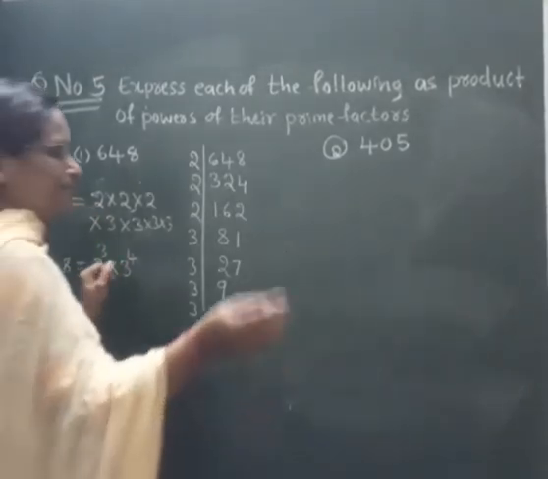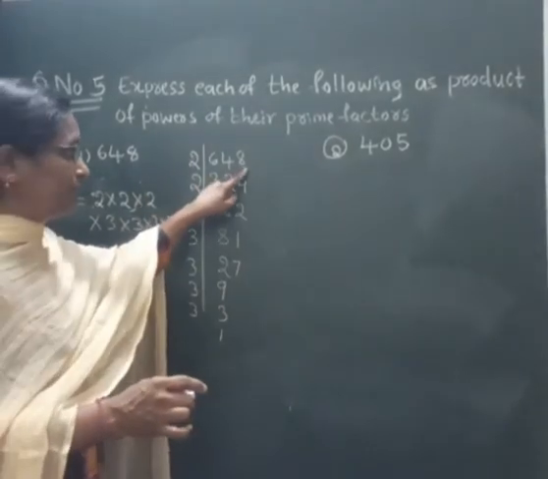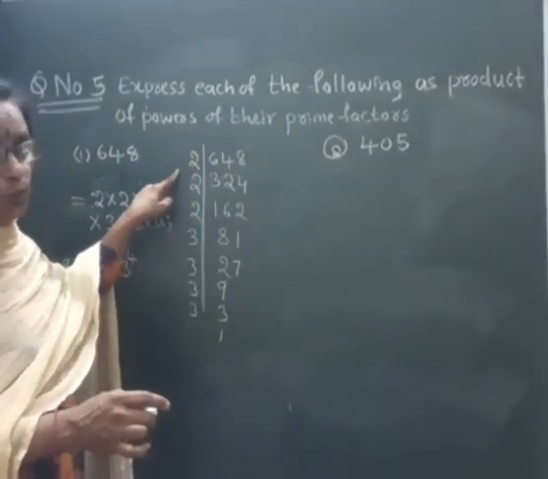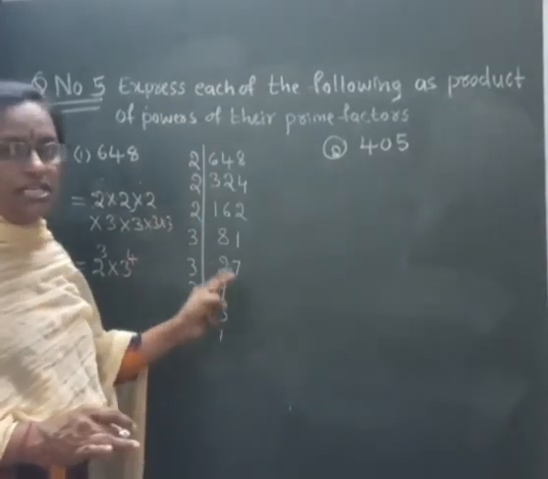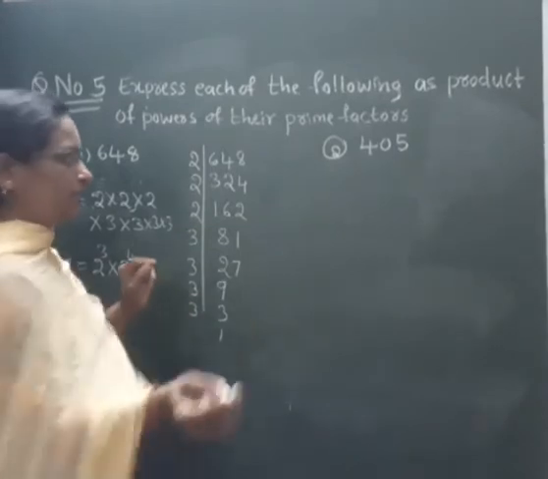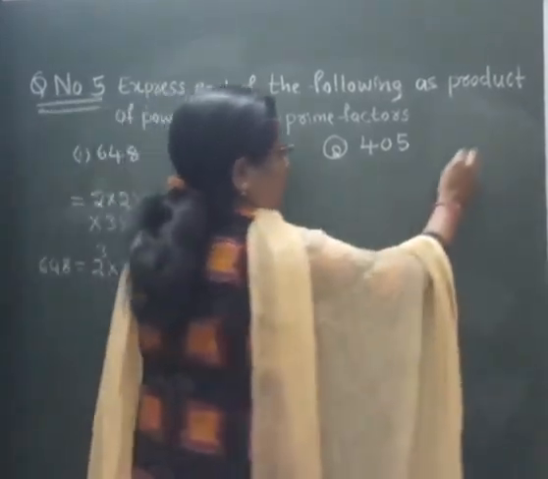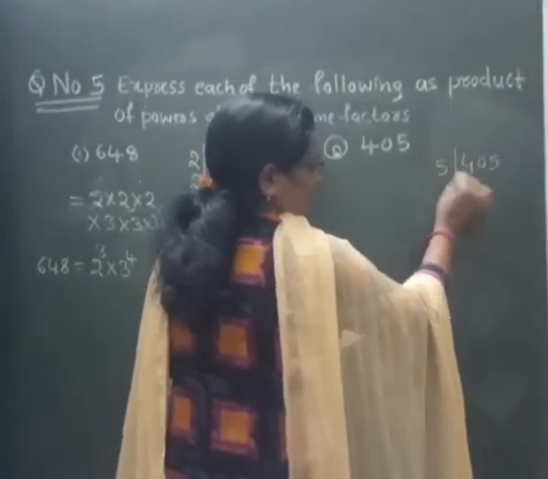Okay, next one. You understand this? We have to see the number. If it is even, you have to divide it by 2. Otherwise, you have to follow the rules of division. Is it divisible by 3 or 4? 4 is a composite number, we can't divide it by 4. Okay. Now 405. 5 is the prime number.